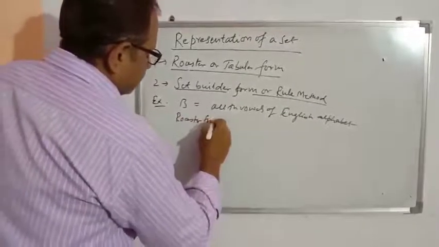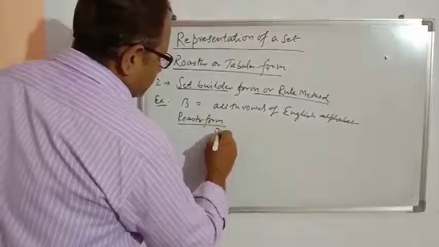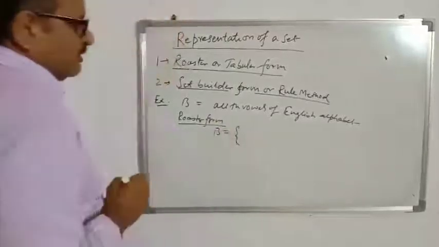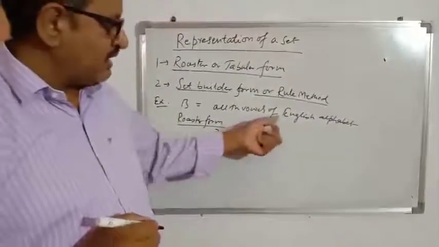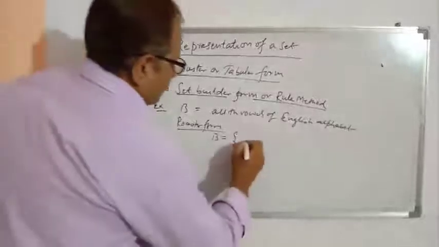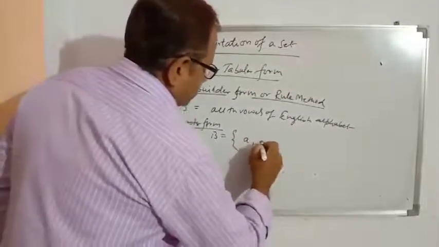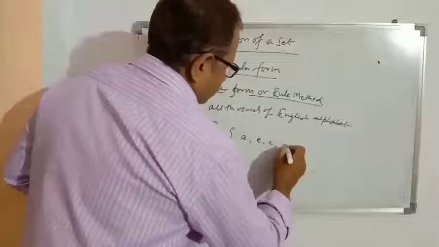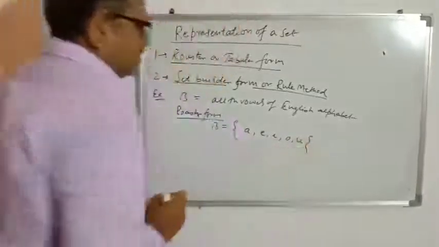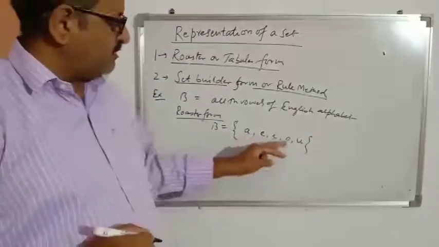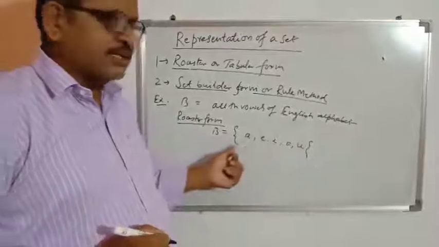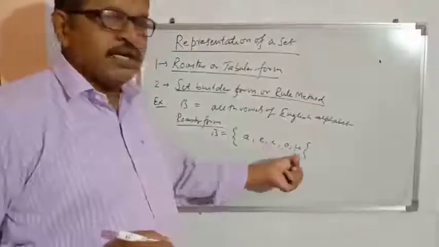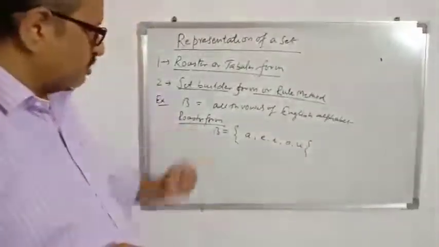In the roster form, we will write this set as, we know that there are 5 vowels in the English alphabet. So write these vowels: A, E, I, O, U. So we have to list here all the vowels of English alphabet in the curly bracket separated by comma. So this is the roster form.